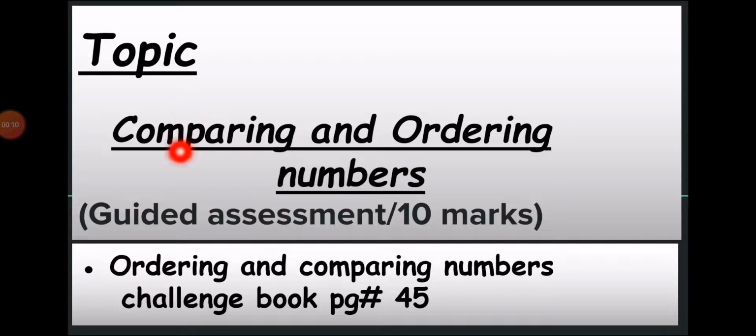Today is our third guided assessment and it contains 10 marks. Comparing and ordering numbers. This is our topic and the subtopic is ordering and comparing numbers. Challenge book page number 45. So take out your challenge book and open page number 45.